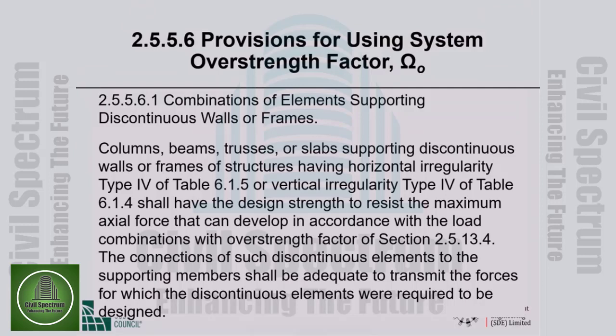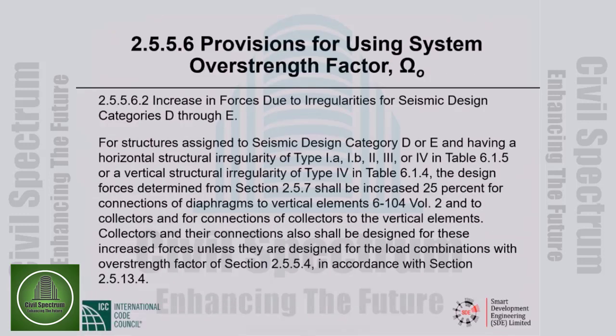BNBC tells you where to use those load combinations in section 2.5.5.6.1. Okay. The first item that BNBC mentions are columns, beams, trusses. These are the columns supporting discontinued shear walls that I was talking about. It is not just columns. Any structural member supporting a discontinued stiff element. That is the most general way of looking at it. So that is item number 1 in BNBC.